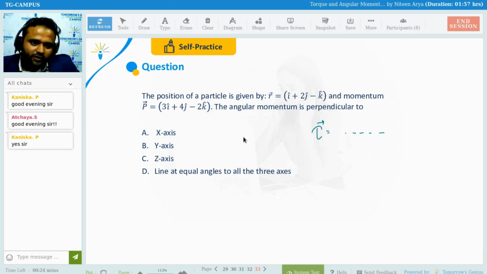If the dot product of two vectors, or physical quantities in vector form, is 0, that means they are perpendicular to each other, isn't it? So do this analogy and tell me the answer.